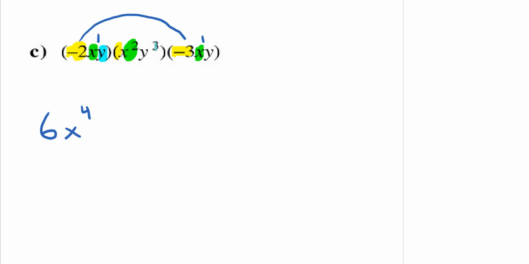And then there's a y cubed, and a y. And these all have an invisible 1. So 1 plus 3 plus 1 is going to be 5. So y to the power of 5. Okay, so that's it for 4c.